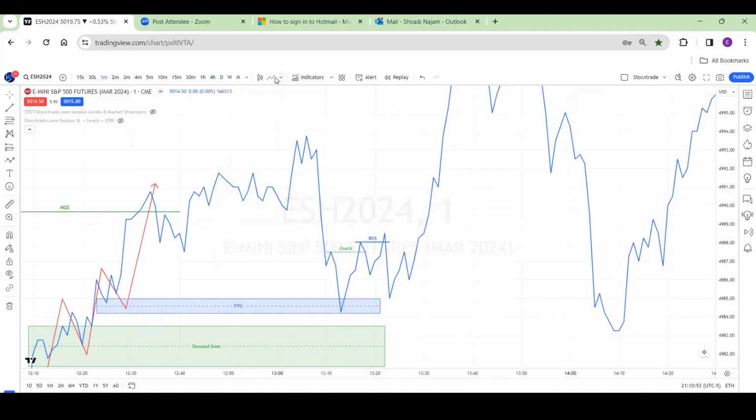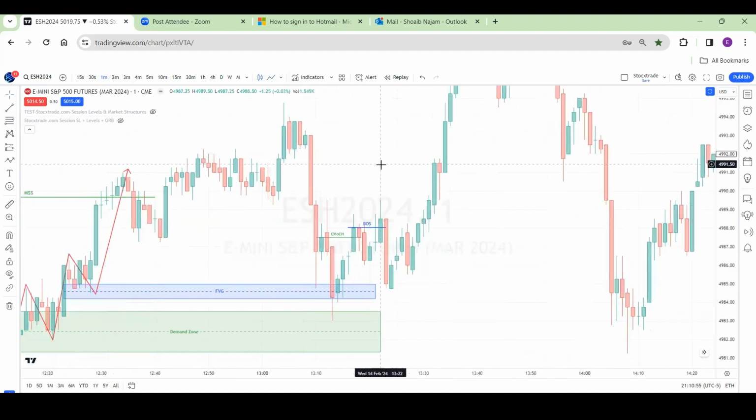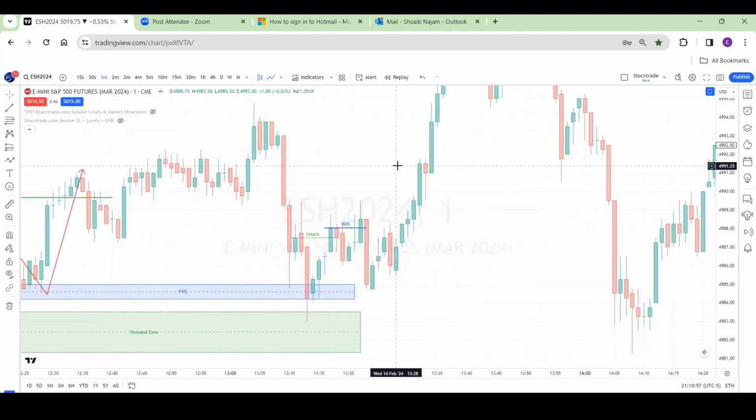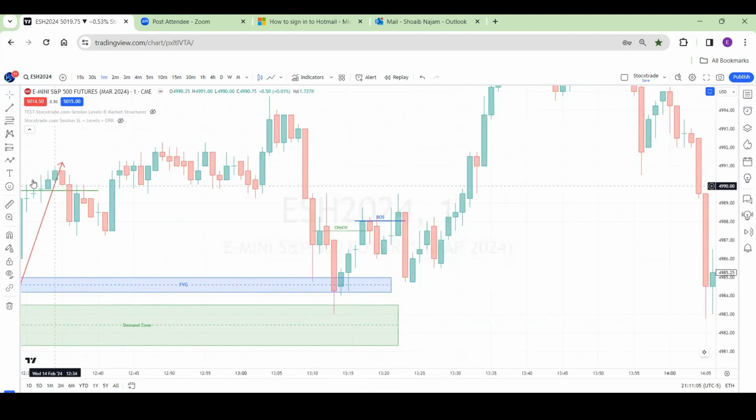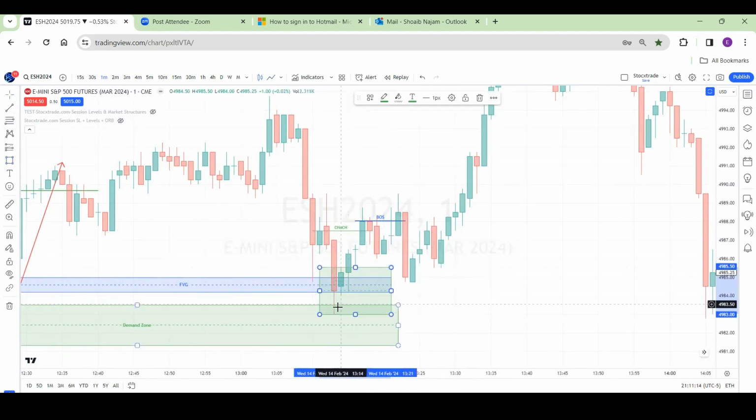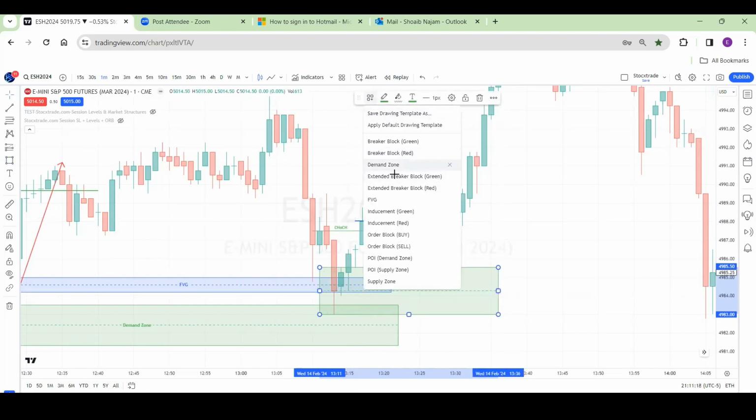Okay. Shift it to line chart, bar chart. Okay. Now see. Do you have the fair value gap? Where is the demand zone? Okay. First, easy way. First mark the demand zone. Because this candle is really big, I will not go with that. Just mark the wick and the body of the next. This is your demand zone. Okay.